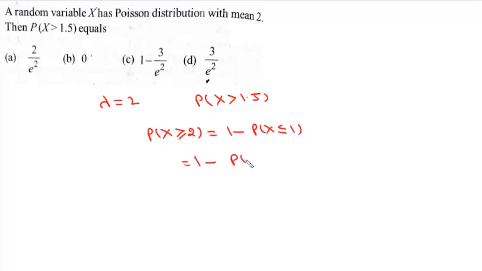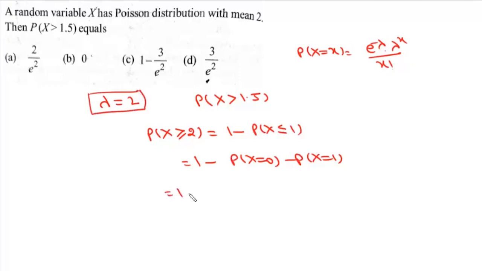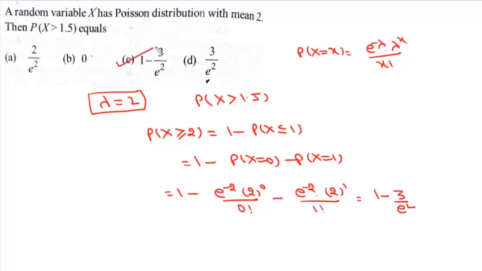So it is 1 minus P(x = 0) minus P(x = 1). Now we know that in Poisson's distribution, P(X = x) is e to the power minus lambda, lambda to the power x upon factorial x, where lambda is the average. Now average in this case, or mean, is given as 2. So it will be 1 minus e to the power minus 2 times 2 to the power 0 upon factorial 0 minus e to the power minus 2 times 2 to the power 1 upon factorial 1. So it will be 1 minus 3 upon e square, and that's your option C.